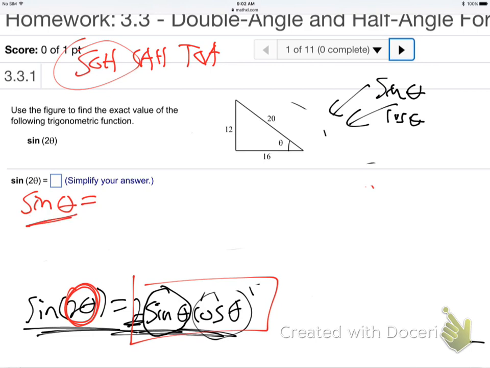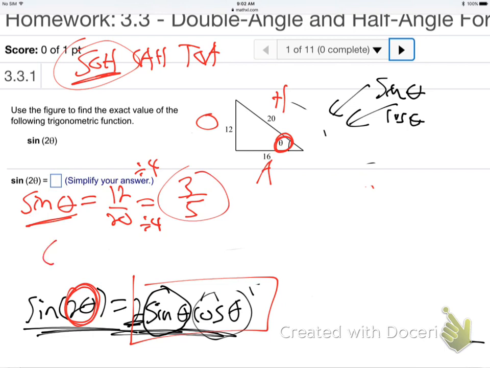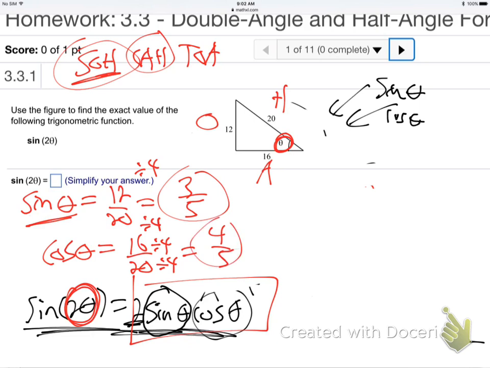So what's the sine of the regular angle? Well, sine is opposite over hypotenuse. This is the regular angle. That's not a 2 theta. That's a regular theta there, huh? So the sine of the regular theta is opposite over hypotenuse, so it's 12 over 20. And then we can reduce that, divide by 4, top and bottom, 3/5. That's the sine of theta. Cosine of theta is adjacent over hypotenuse, so that's 16 over 20. Divide by 4, top and bottom, 4/5.